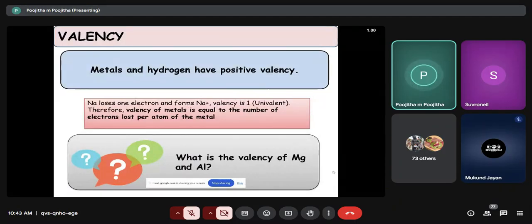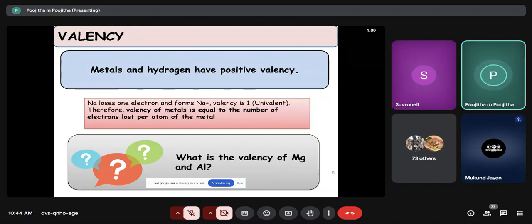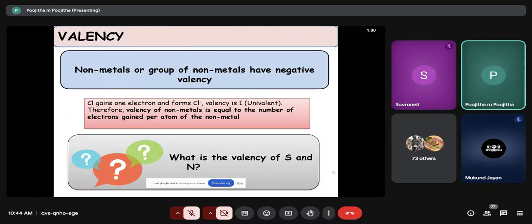See, metals and hydrogen have positive valency. Correct. If hydrogen is H plus, then it will show a valency of +1. Now we answer: what is the valency of magnesium and aluminium? Magnesium is 2 plus, aluminium is 3 plus. Magnesium valency is +2. It is bivalent. Aluminium valency is +3 because electronic configuration is 2, 8, 3. Aluminium is trivalent.